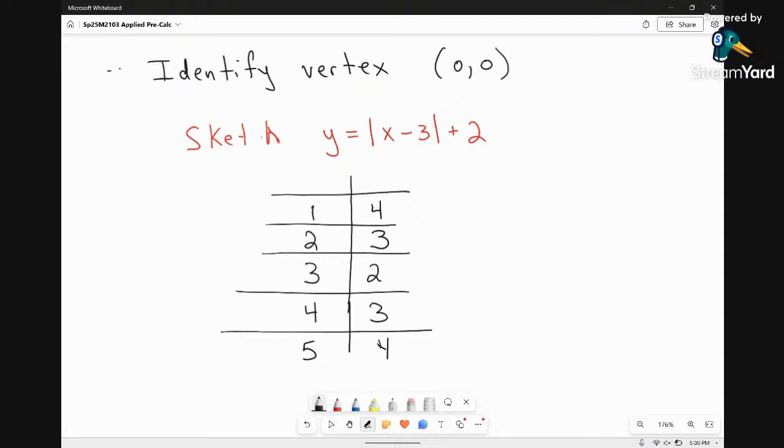And if needed, which we won't do a lot of these, because I know you can plot points, but we'll just do a couple. Now you plot 5 points: (1, 4), (2, 3), (3, 2), (4, 3), (5, 4). If you had nice graph paper or online things, they'd line up perfectly.